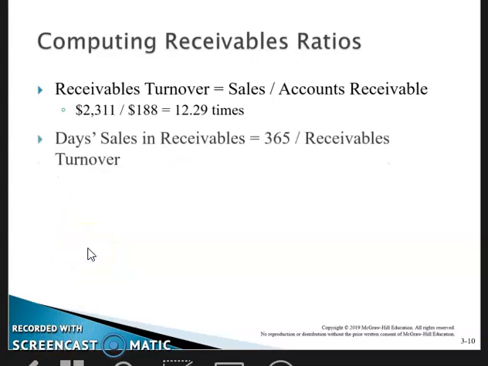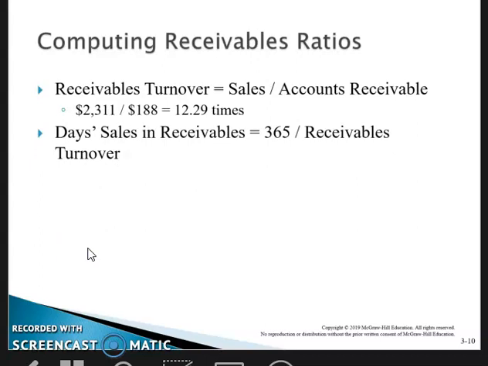Next we calculate days sales in receivables. So that's just 365 divided by receivables turnover, so that's 365 divided by the 12.29. So we have 29.69, or 30 days of sales in receivables.